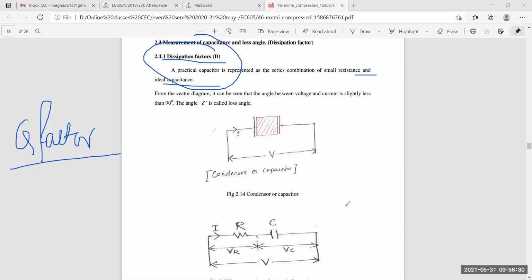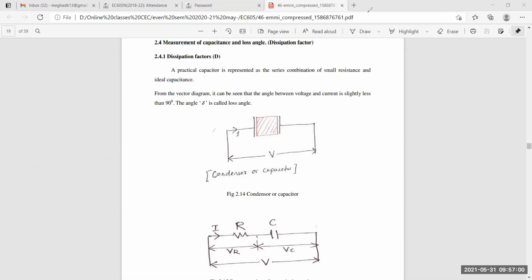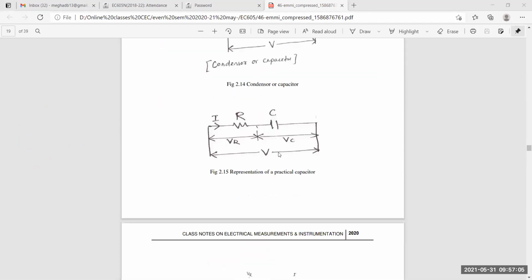Now, you can express dissipation factor with the help of this vector diagram. It is seen that the angle between the voltage and the current is slightly less than 90 degrees. This angle is called the loss angle, so loss angle is also a term used here. And here you see a capacitor or condenser attached, through which current is flowing as well as voltage. I have drawn this to show you where the dissipation factor needs to be considered.